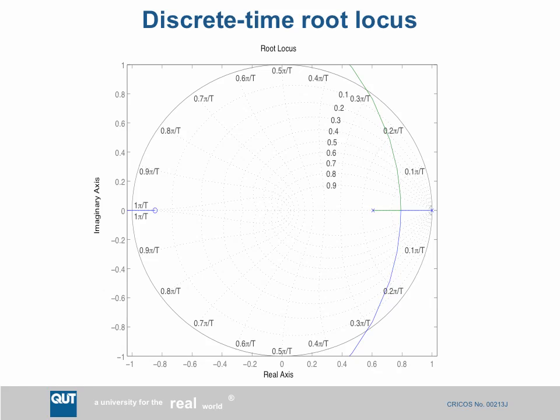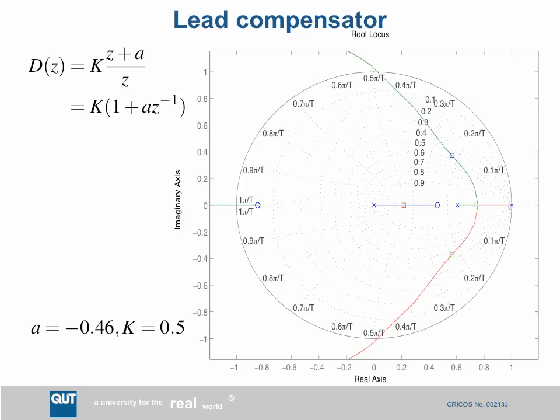But we can see that if we wanted to get onto a higher natural frequency, say 0.2 pi on capital T, so double the natural frequency, we could do that only with a damping ratio of about 0.2. So if we wanted to be faster but maintain the same damping ratio, we can't do it just by using a gain term. We'd need to introduce some kind of compensator. So let's introduce a lead compensator, and the lead compensator introduces a pole and a zero, and they're shown here.